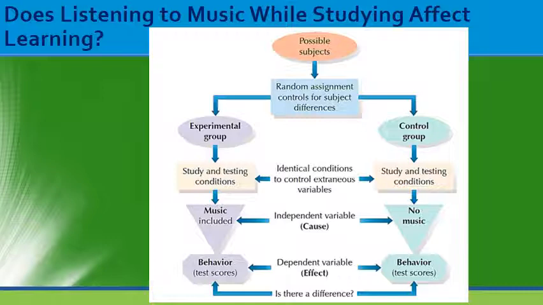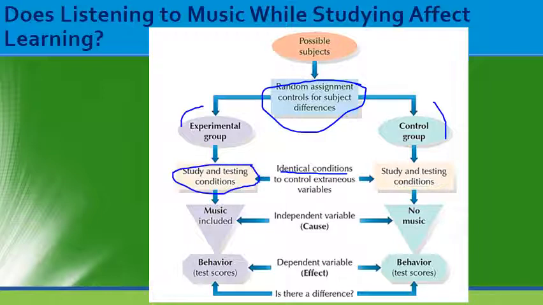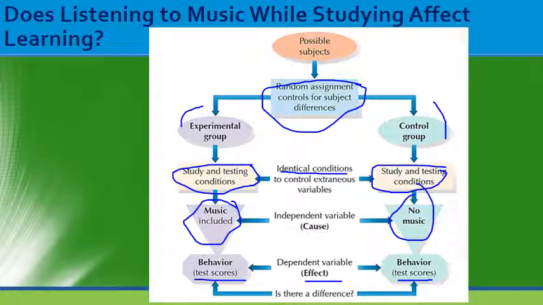So let's say, for example, we're going to look at an experiment on does listening to music affect learning. So we've got a population of people that we would study. We would randomly assign those people to either the control or the experimental group. We would create identical conditions. We wouldn't manipulate anything in their conditions, so they would study under the same conditions, do everything the same. But in one of them, our independent variable would be the music. In the other, there'd be no music. And then we would measure the results to see if there was a difference with the dependent variable.